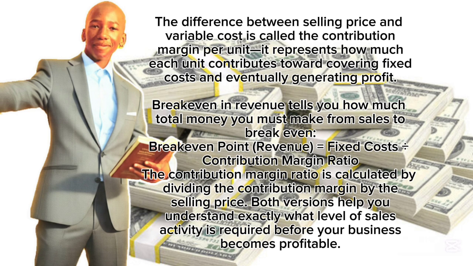Break-even in revenue tells how much total money you must make from sales to break even. Break-even point revenue is equal to fixed cost divided by contribution margin ratio. The contribution margin ratio is calculated by dividing the contribution margin by the selling price. Both versions help you understand exactly what level of sales activity is required before your business becomes profitable.